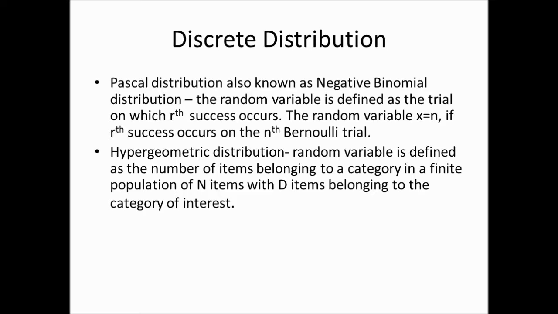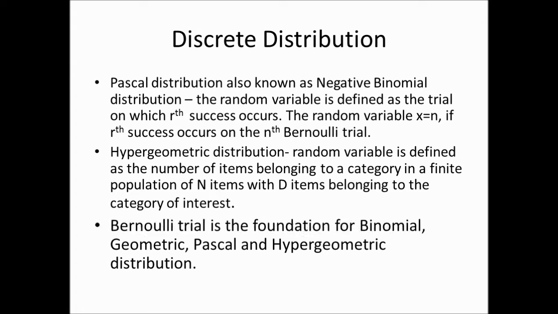So a common example would be you have a box full of objects, and the box has a known number of objects, let's say 100, and you know that there are 10 defective objects in that. Now you draw a random sample and you try to find out how many defectives are in the sample. You can use hypergeometric distribution here. Once again, Bernoulli trial is the foundation for binomial, geometric, Pascal, and hypergeometric.